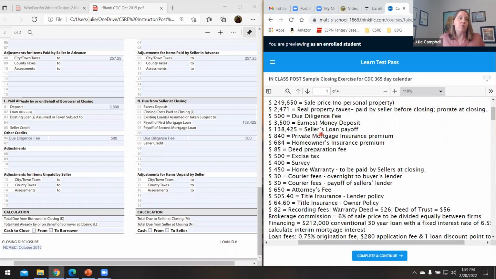This particular lender wants to collect PMI for the first year at settlement. Every lender's different. They're not created equally. So this lender's collecting $840. It has to do with the loan. So we know this is going to be a debit to who? It has to do with the new loan. So we know it's going to be, yep, a debit to the buyer.